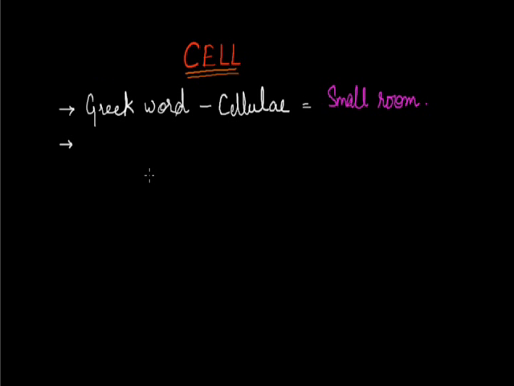The word cell has been derived from the Greek word cellula, which means a small room. The first cell was observed by Robert Hooke in a dead cork slice in 1665, and he described its structure in the book Micrographia. So we can say that the first cell observed by Robert Hooke was a dead cell.